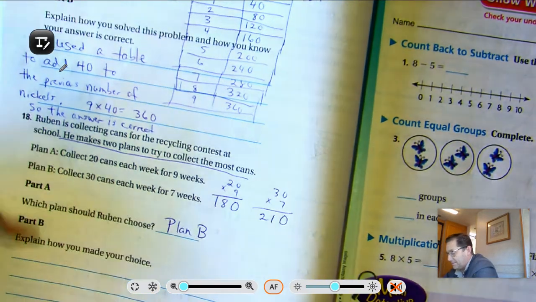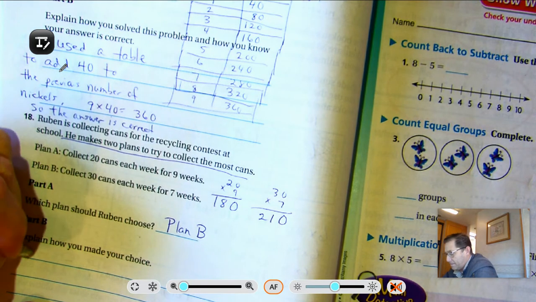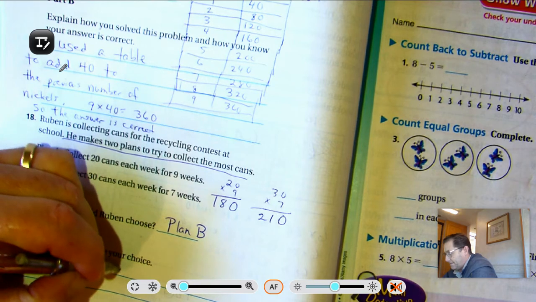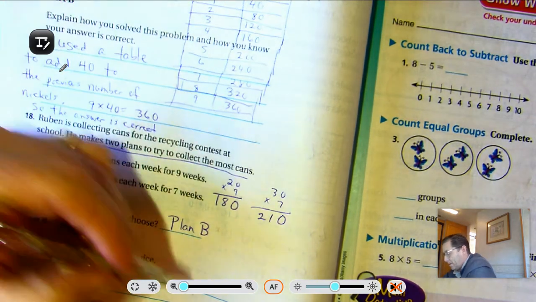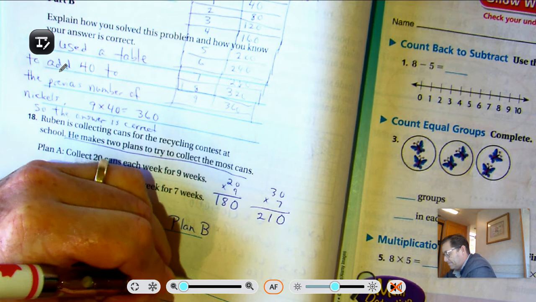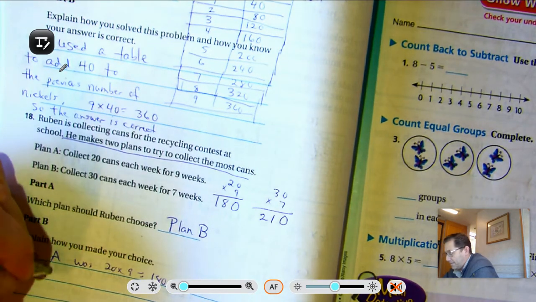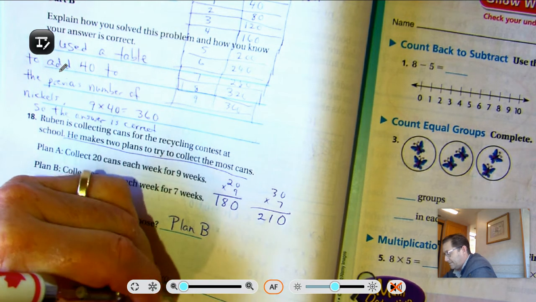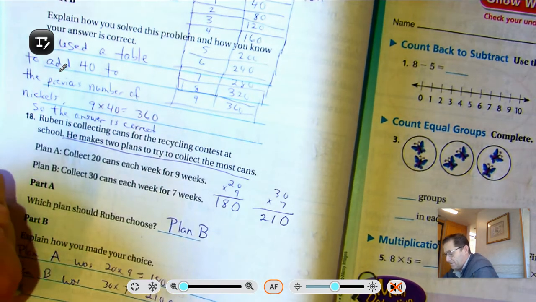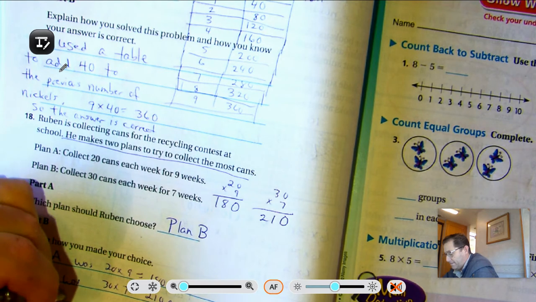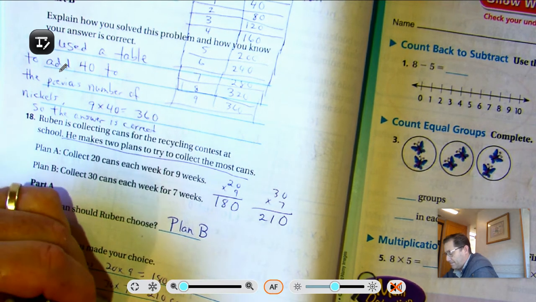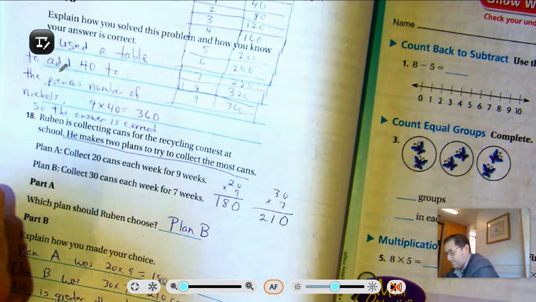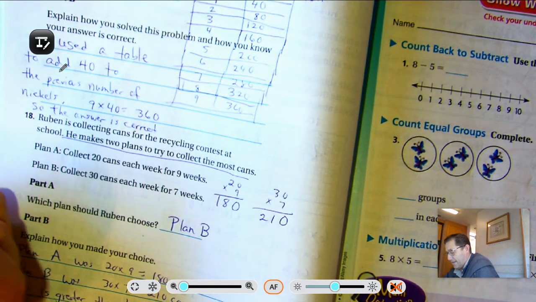Explain how you made your choice. Plan A was 20 times 9, which equaled 180 cans. Plan B was 30 times 7, which was 210 cans. 210 is greater than 180. So use Plan B.